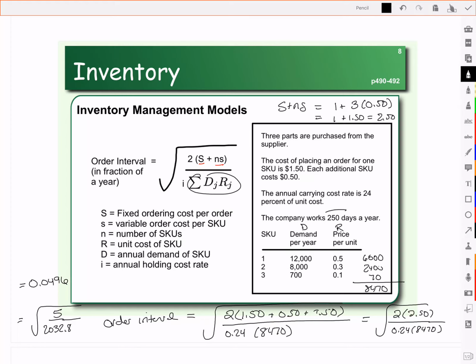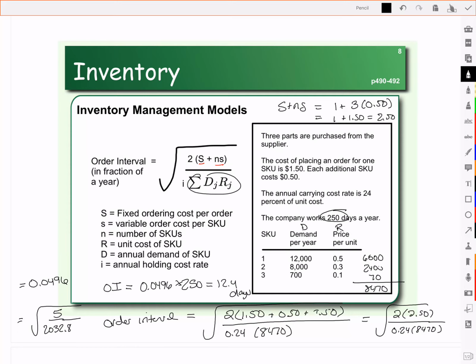Now, this particular company works 250 days a year. So if we need to order every 4.96% of the year, then our order interval is 0.0496 times the 250 days that we work in the year. 0.0496 times 250, and we get 12.4. So this is 12.4 days. So in this case, our fixed order interval, every 12.4 days, we're going to place our order.